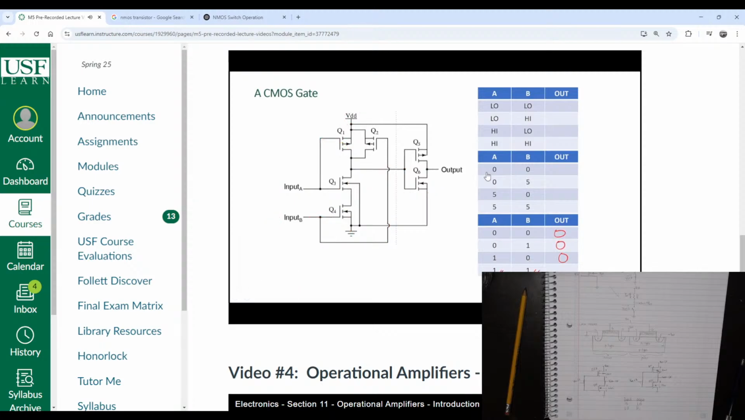Now we have 1 and 1. So the input is 1 here, 1 here. They're both high. Now it'll be 0. NMOS transistors on. I mean 1. It'll be on. The switch will close. This will be on. The switch I think it'll be VDD.